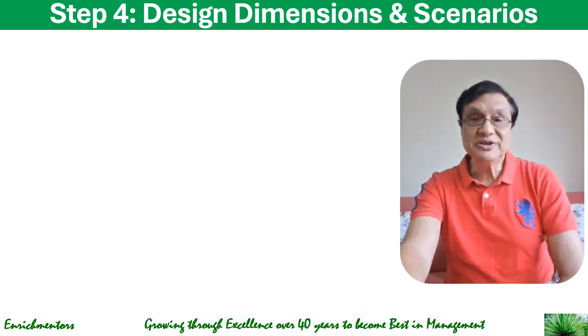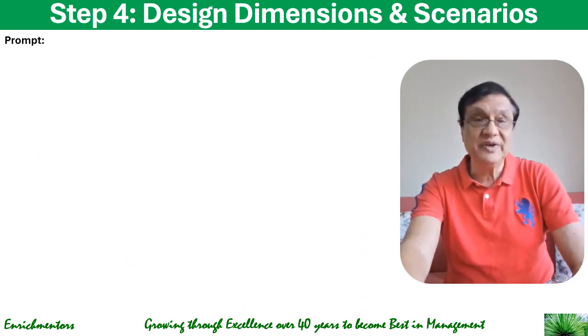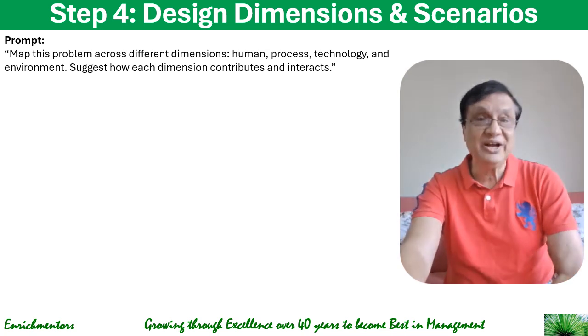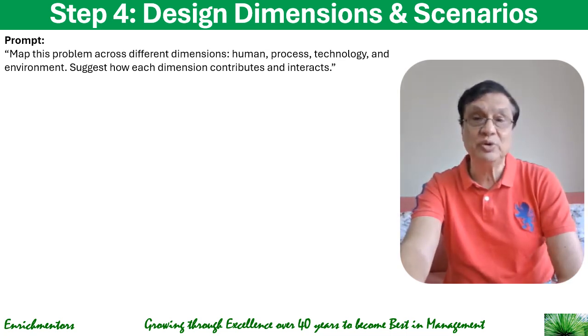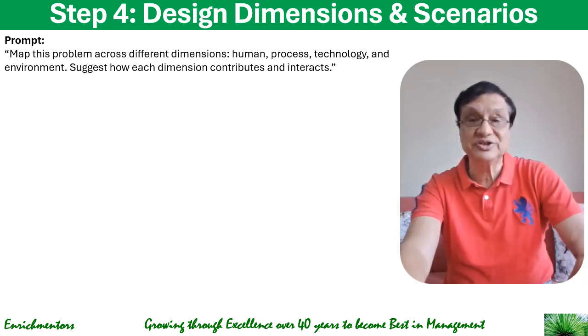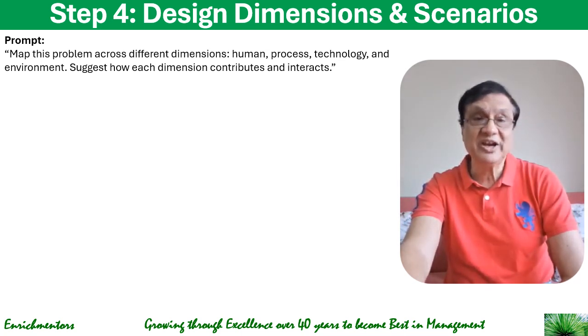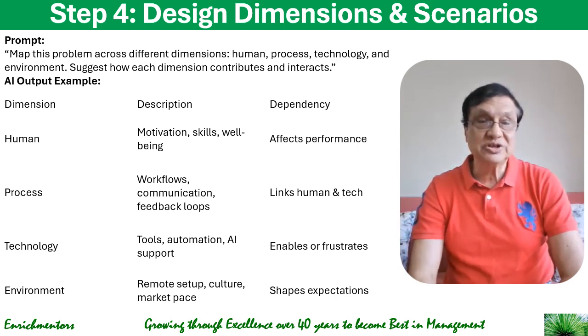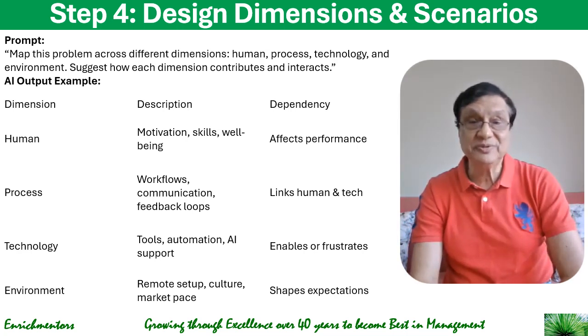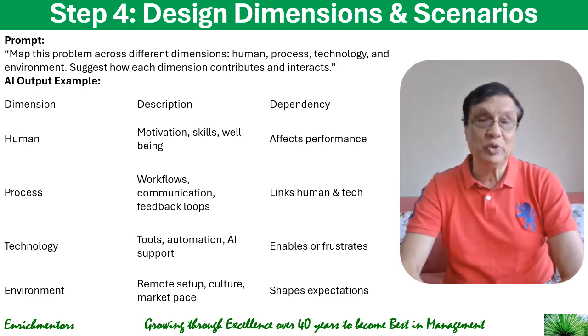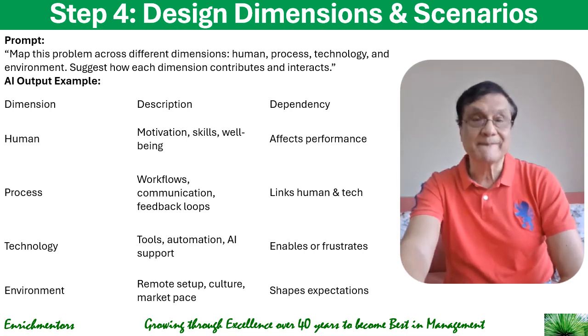The fourth step is to design dimensions and scenarios, where again you ask with a prompt. You ask AI to map the problem across different dimensions and you define them, like in this case, we have said human, process, technology, etc., and also suggest how each dimension contributes and interacts. So remember, the key thing in the prompt is to be as specific as you want to know. If you don't ask, you won't get it. The output example could be, on the four dimensions of human, process, technology, environment, the description and dependencies: what they mean and how they affect each other.